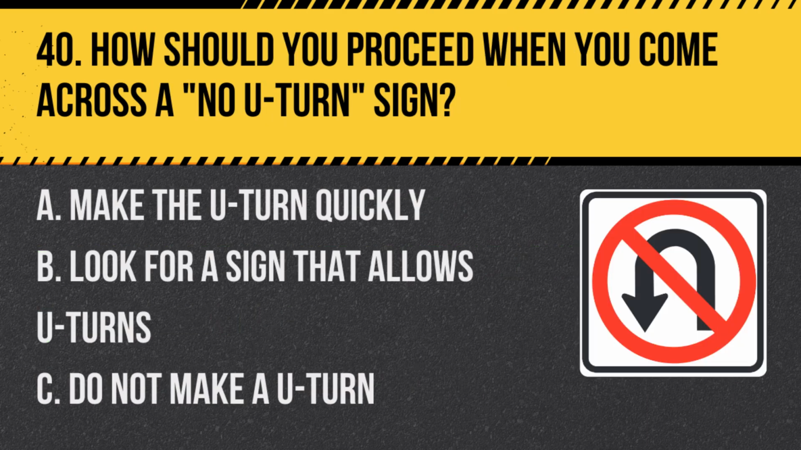Question 40. How should you proceed when you come across a no U-turn sign? A. Make the U-turn quickly. B. Look for a sign that allows U-turns. C. Do not make a U-turn. Answer: C. Do not make a U-turn. When you see a no U-turn sign, you should not make a U-turn.